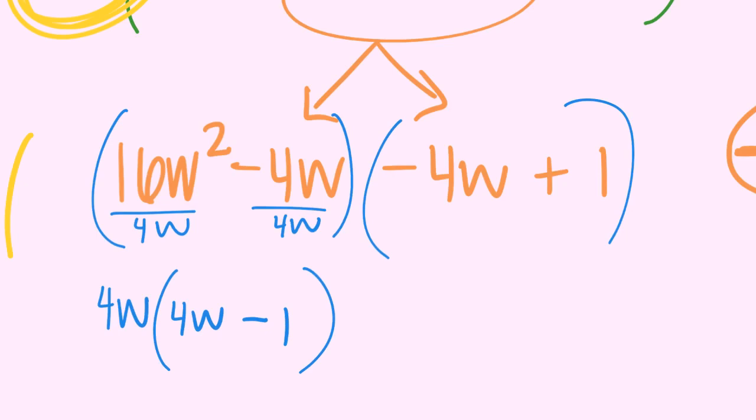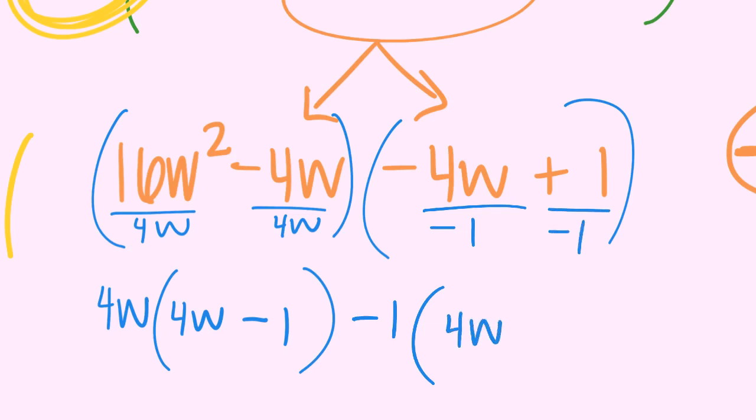And then over here, there's not really a greatest common factor except the negative. I have to take out the negative, right? So we're going to take out the negative 1. And then if you divide by negative 1, it's just going to flip the signs of both of these. So this will become positive 4w. This will become minus 1.